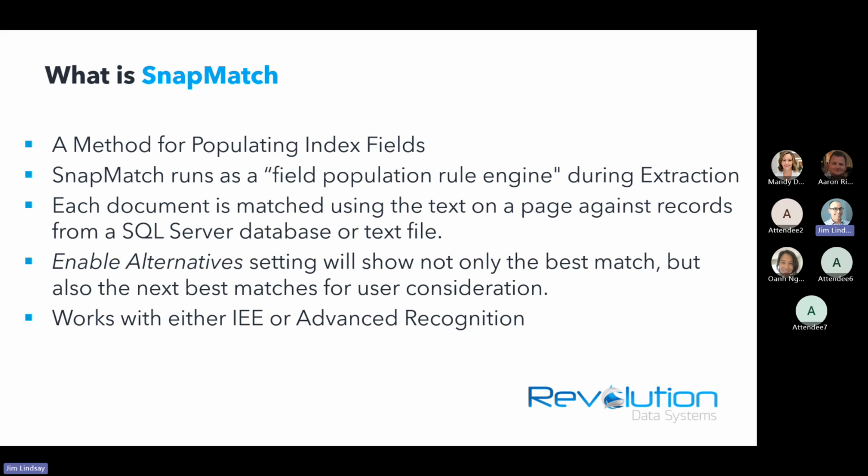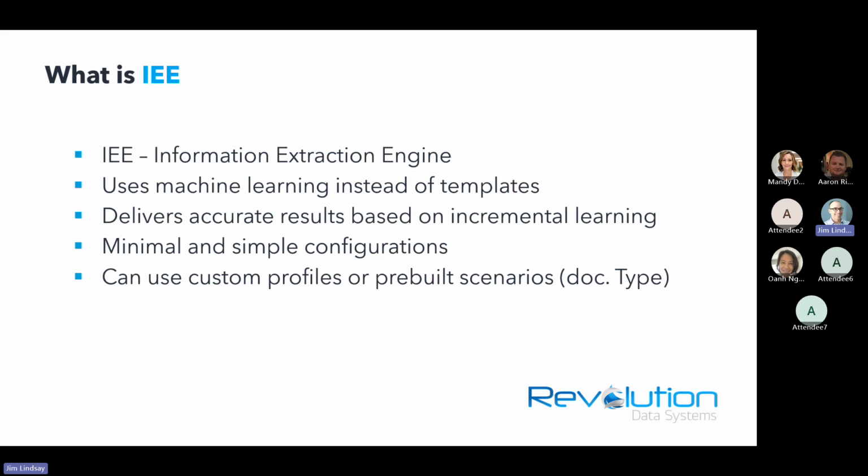All right, so I've been mentioning IEE. So what is IEE? Well, the information extraction engine in intelligent capture uses machine learning rather than templates to know where and what data to extract from your document. So this means you don't have to set up those time-consuming templates because IEE is not using XY coordinates to find your data. It is using what's called incremental model learning.